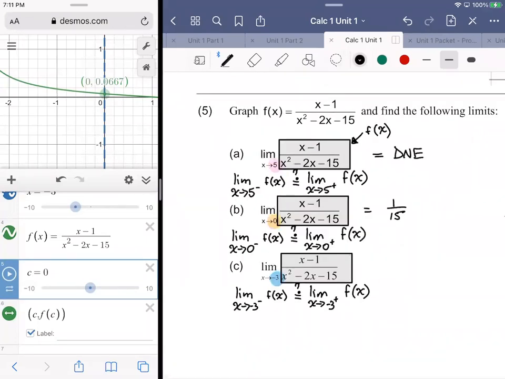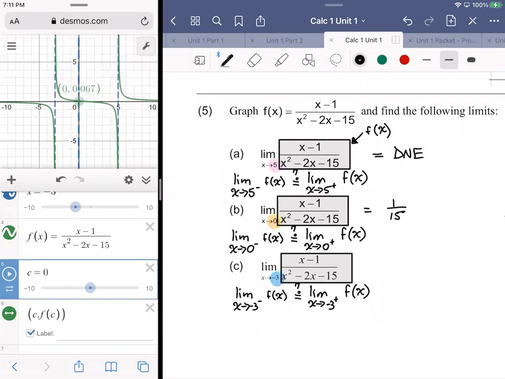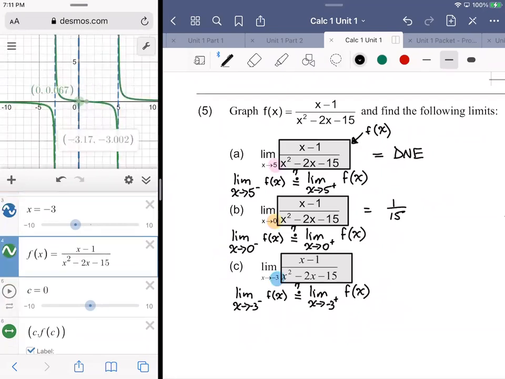The last one, we're approaching -3 from the left and from the right. So from the left, it seems to be going down forever. From the right, it seems to be going up forever. If I want to use my handy dandy slider, you can get an idea of it, but it does get a little tricky once you get closer to the -3. It just disappears.